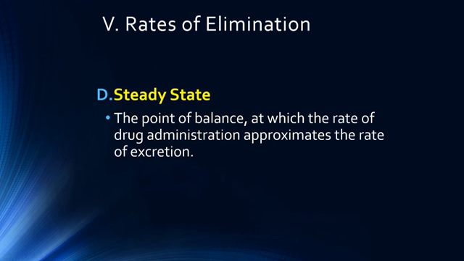An important component of the half-life nature of drugs is trying to get a drug to its therapeutic window. And so we want to try to achieve what's called steady state. This is a point of balance at which the rate of drug administration approximates the rate of excretion. So we're bringing it in as much as we're sending back out. And so we're getting the drug and keeping it within its therapeutic window.